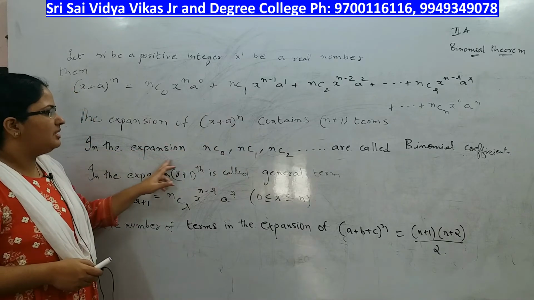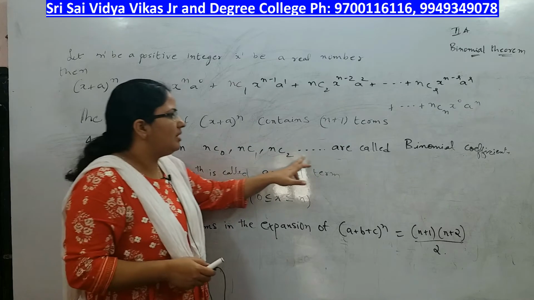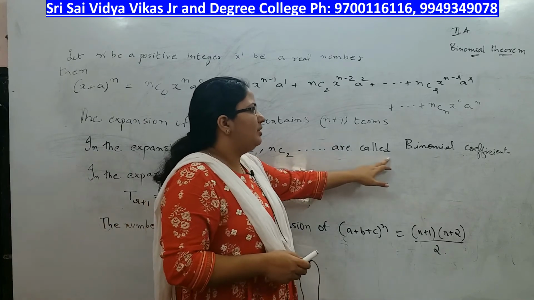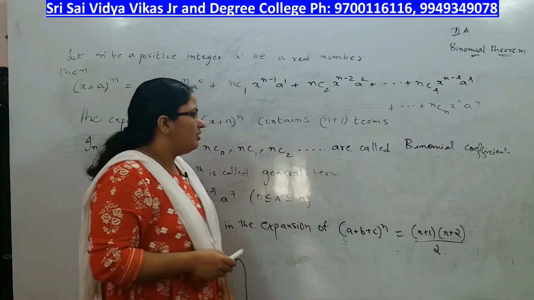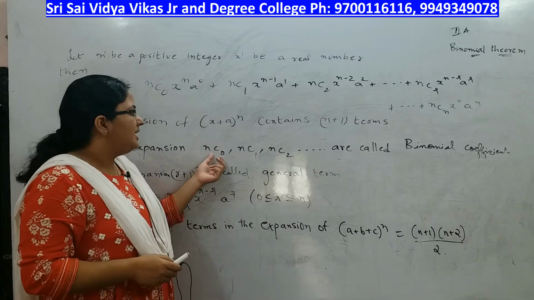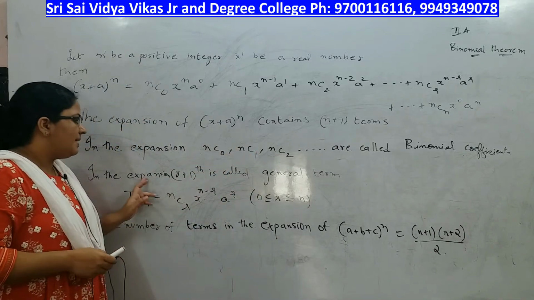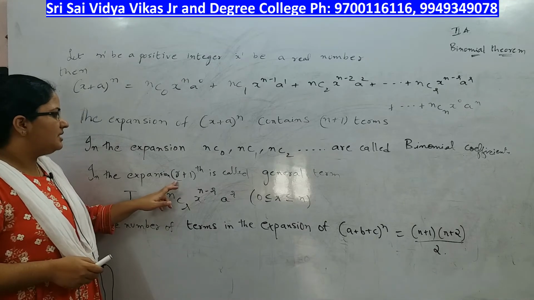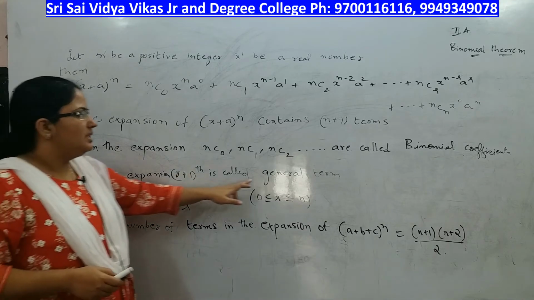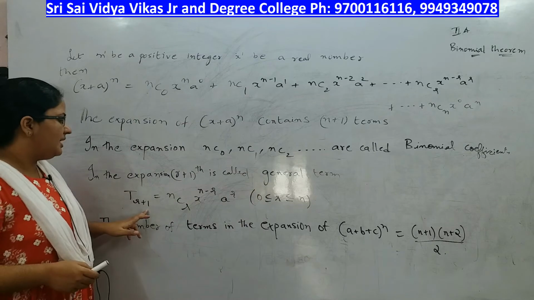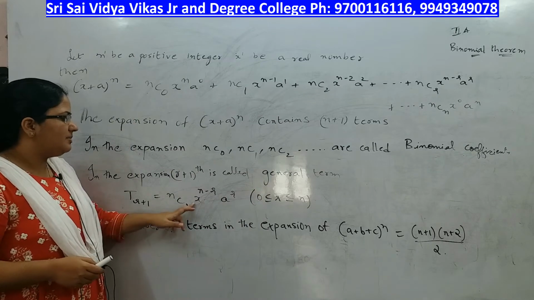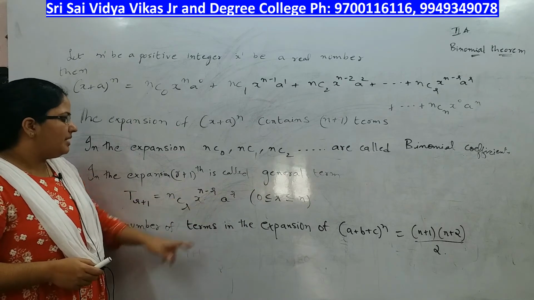In the expansion, nC0, nC1, nC2 are called binomial coefficients. You can also write them as C0, C1, C2 and so on. In the expansion, the (r + 1)th term is called the general term, and the general term T(r+1) is equal to nCr x^(n-r) a^r.